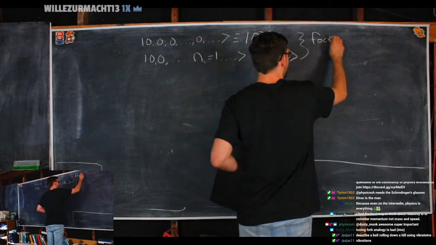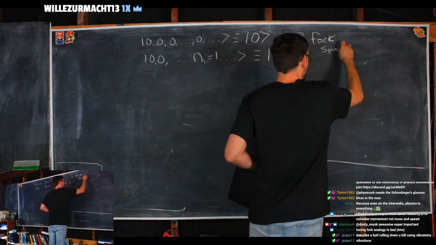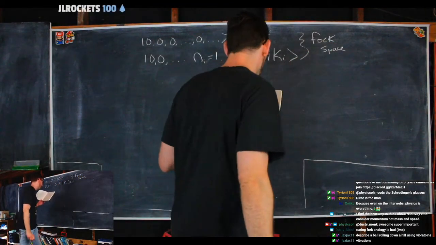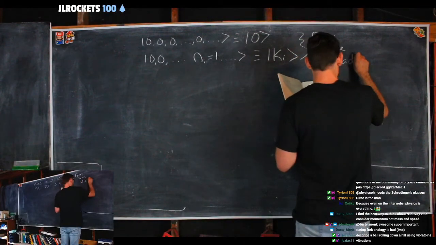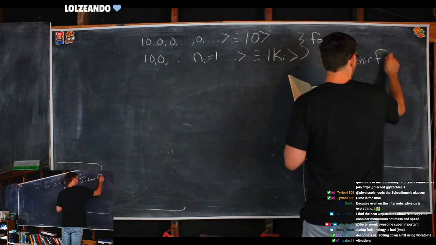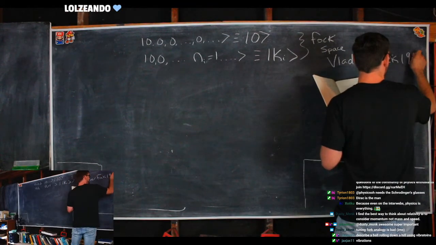That's an O, people. Fock space. It was developed by a man named Vladimir Fock in 1932.